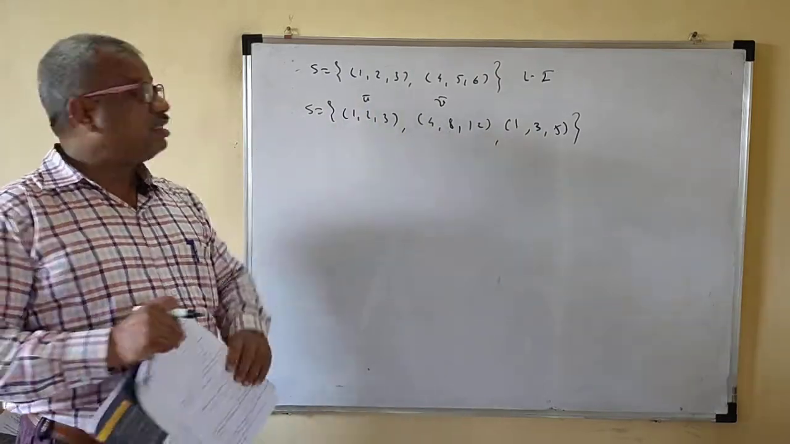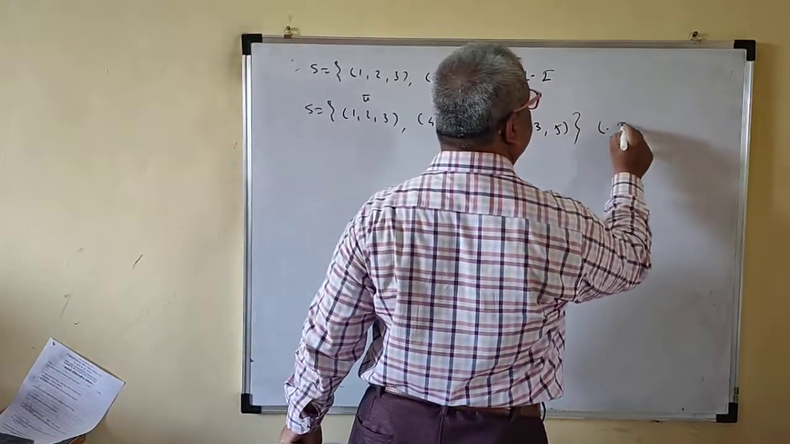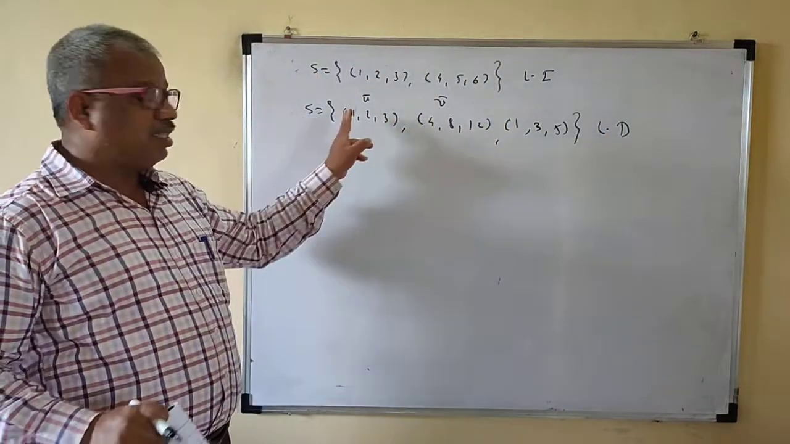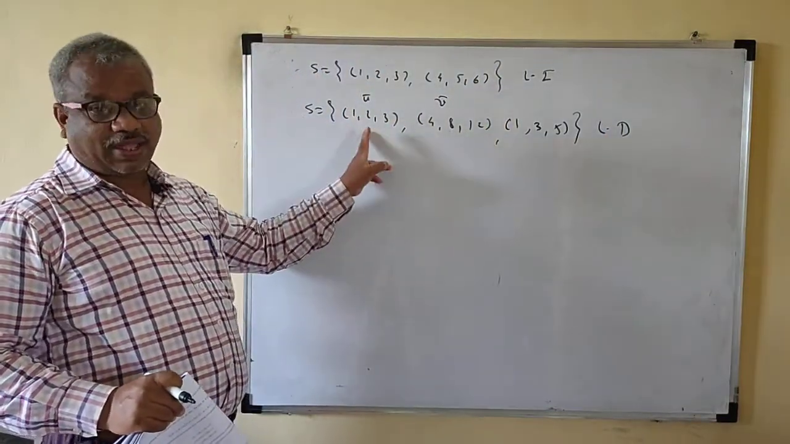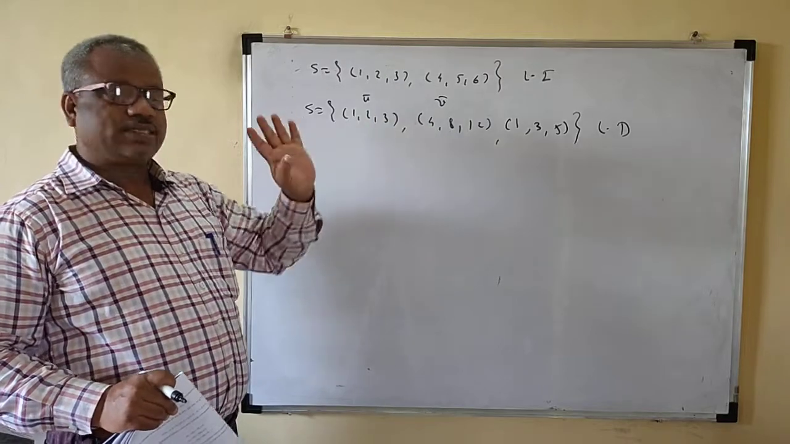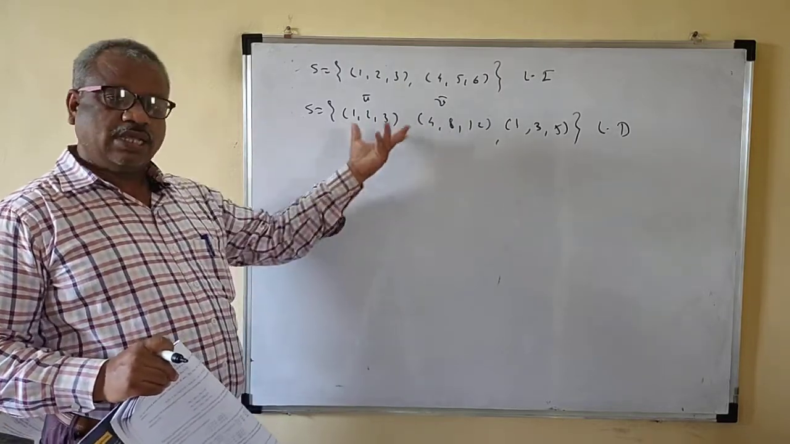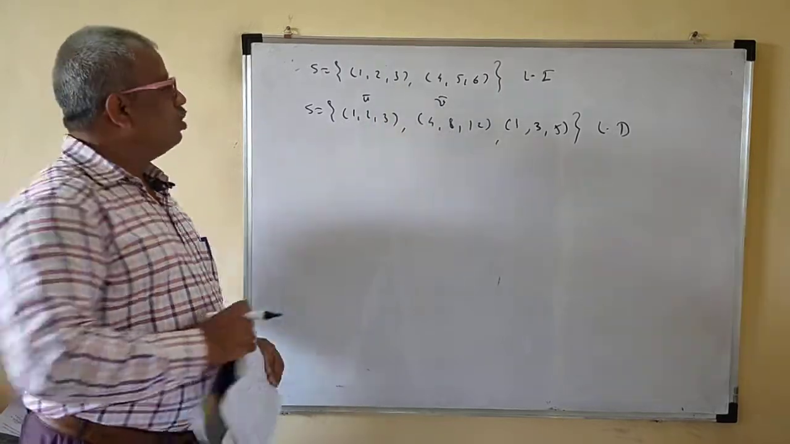So here, this is also linearly dependent. Because one vector is a scalar multiple of the other here. So then that set is linearly dependent. You can check here, the determinant is 0. Okay, so see that here.